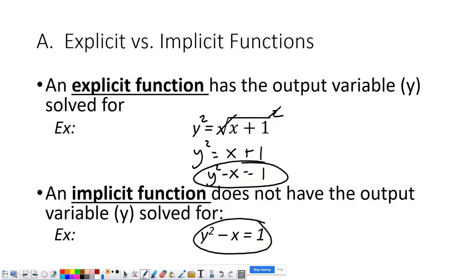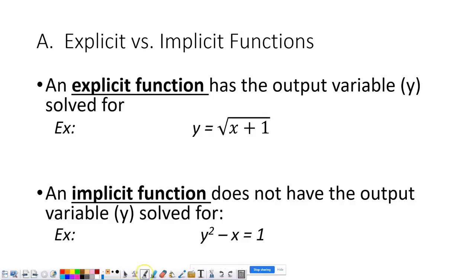So technically, I should be able to just plug in a number and get a y value. I should be able to do the same thing down here. But what makes this, the top one, an explicit function is the fact that the y is already by itself. It's already solved for. Whereas down here, the y is not by itself. It's not solved for. Okay? So today we're going to learn how to find derivatives of implicit functions. How do you find the derivative of a function when the output variable is somehow buried inside the equation itself? It's not by itself. That's our goal for today.